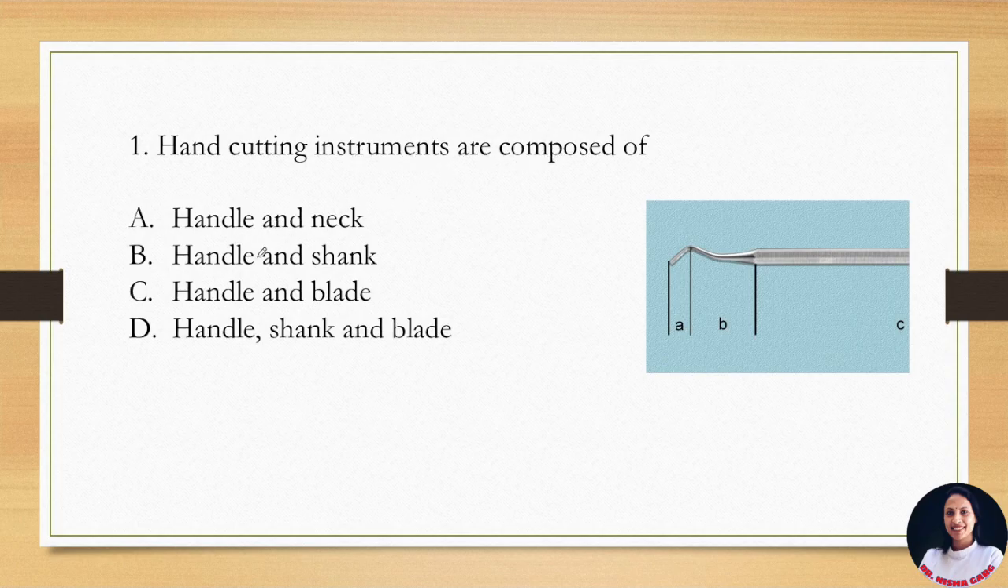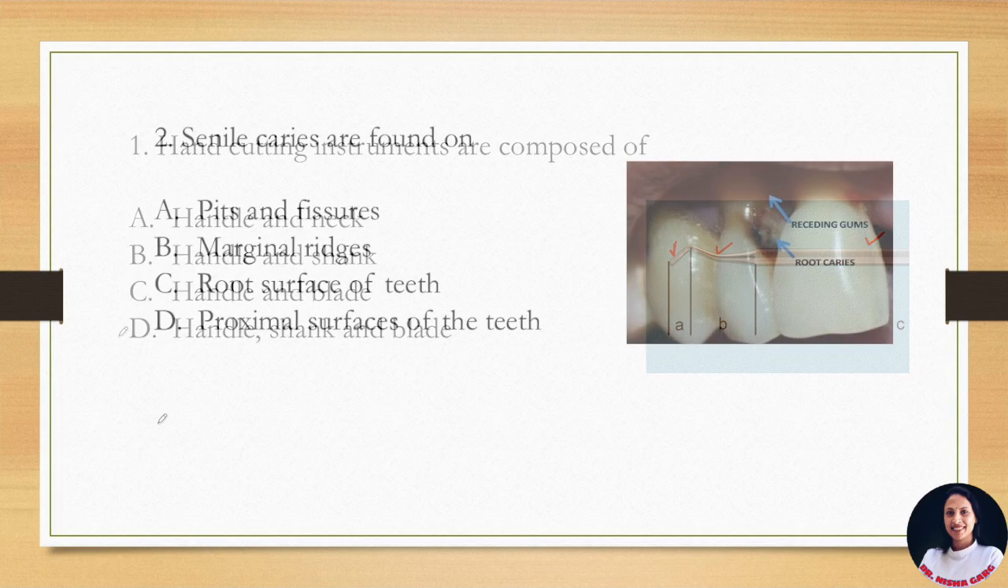The first question is, hand cutting instruments are composed of: A. Handle and neck, B. Handle and shank, C. Handle and blade, D. Handle, shank and blade. See, hand cutting instruments consist of a handle, which is used to hold the instrument, a shank, which connects the handle to the blade, and a blade, which is the working part of the instrument. So according to these options, option D is the correct answer.